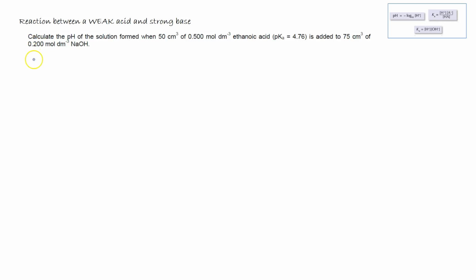The first thing, remember then, is to calculate the moles of acid, which is HA. So the moles of the acid, which in this case is ethanoic acid, is equal to the volume times the concentration divided by 1,000. So it's 50 times 0.5 over 1,000, which gives a value of 0.025 mole.